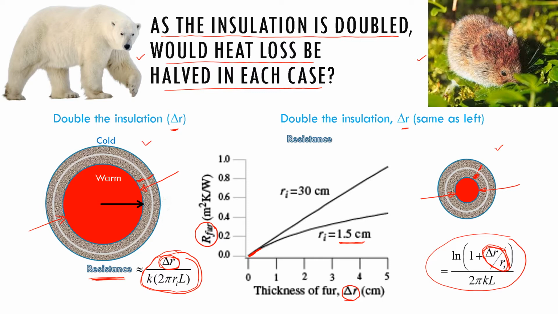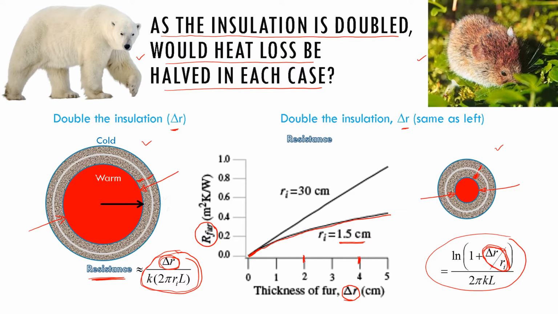Eventually though, for all other fur thicknesses, the plot is going to look like that, which means it's not linear, which means if you double the fur, the resistance is not doubling.